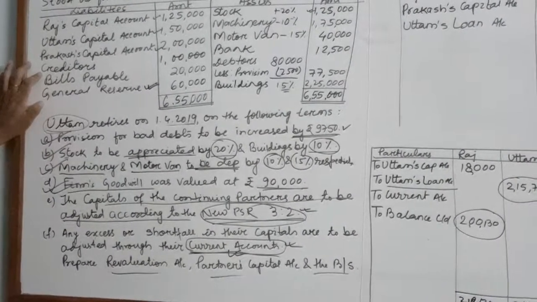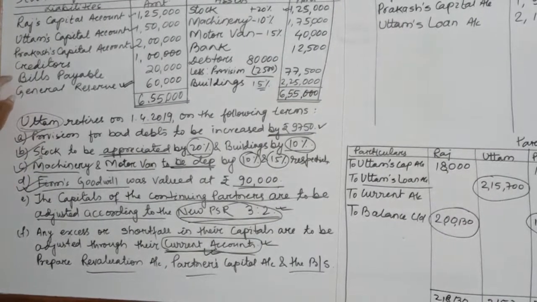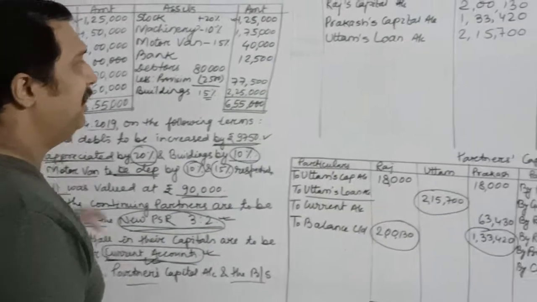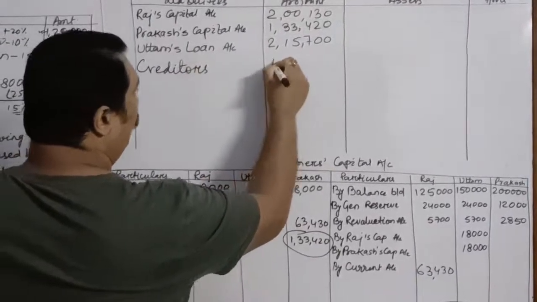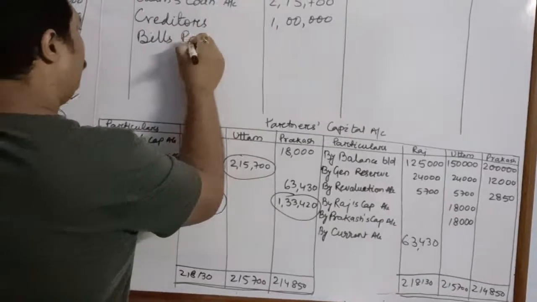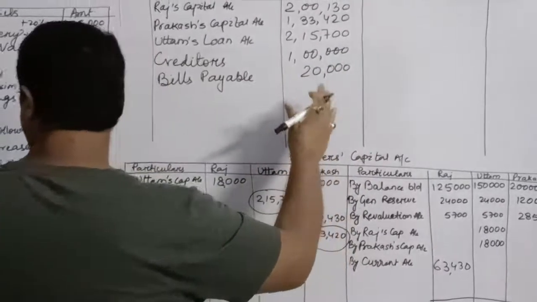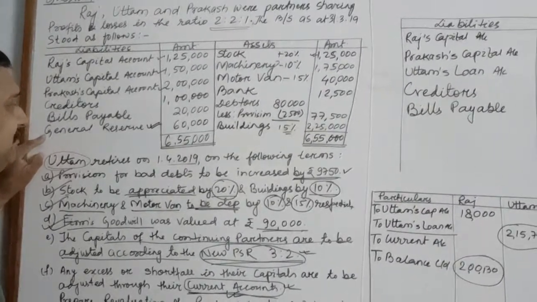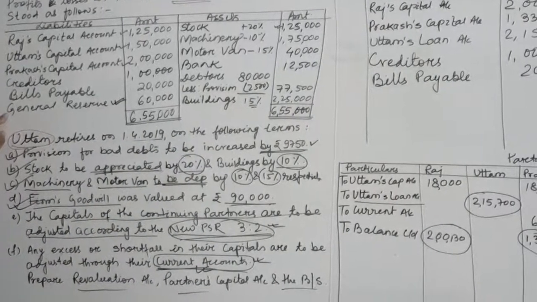Next item is creditors, 1 lakh. There was no adjustment related to creditors, and there was no adjustment related to bills payable also. So both these items will be written as it is without any change. We will write creditors 1 lakh and bills payable rupees 20,000. Next item is general reserve, which was already distributed amongst the partners. So there is no question of being shown in the new balance sheet.